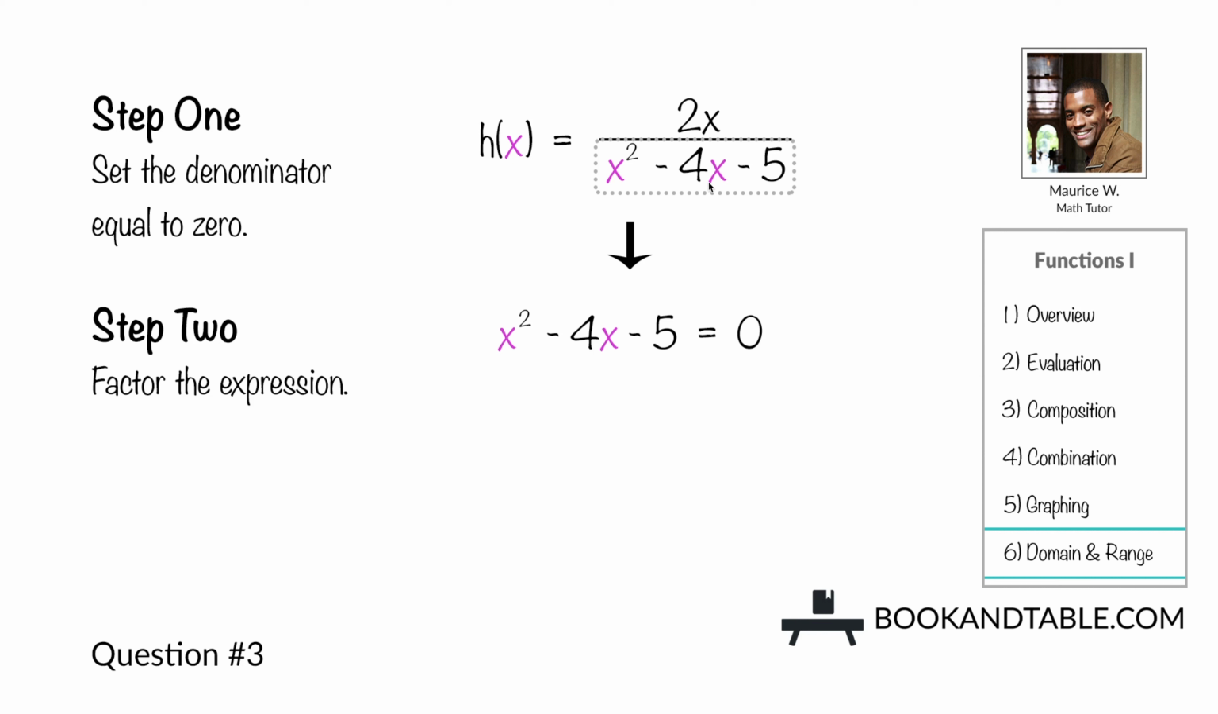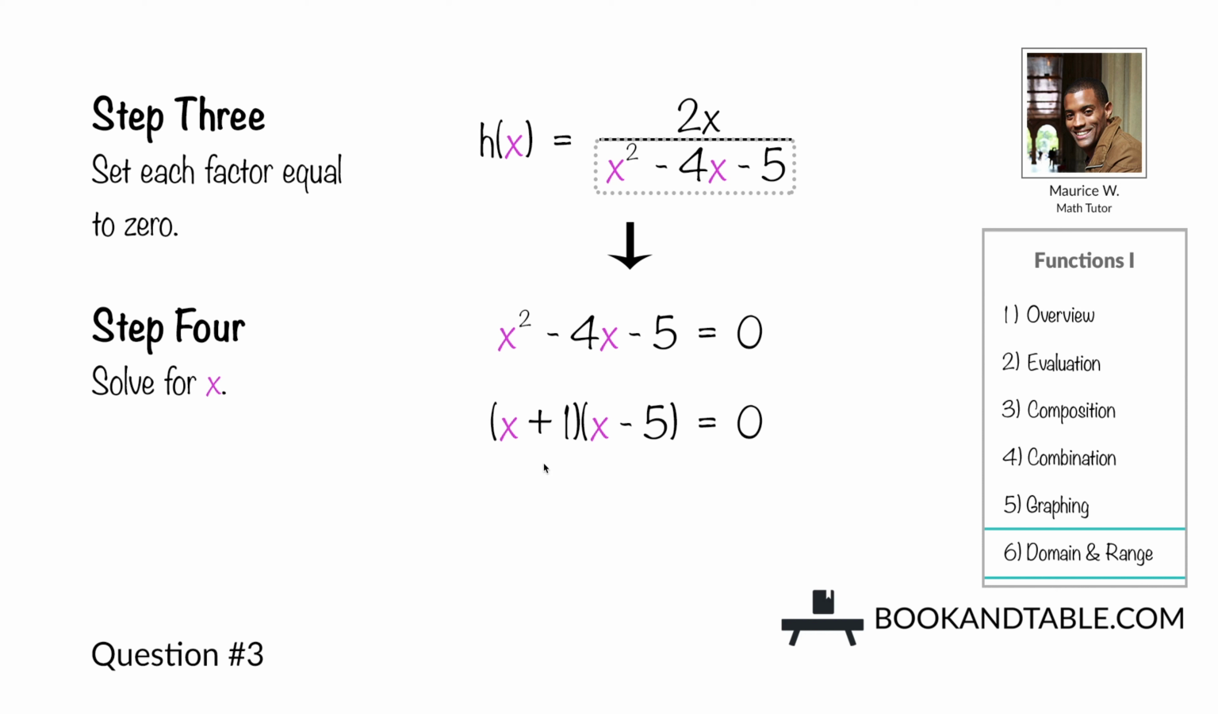So that is why we continue to focus on the denominator in this example, even though we have an x in the numerator. So we set the denominator equal to 0, but now we will need to factor this expression. We need to find a pair of numbers that have a product of -5 and a sum of -4, and that would be -5 and +1. So (x + 1)(x - 5) = 0. And now we want to set each factor equal to 0 and solve for x.